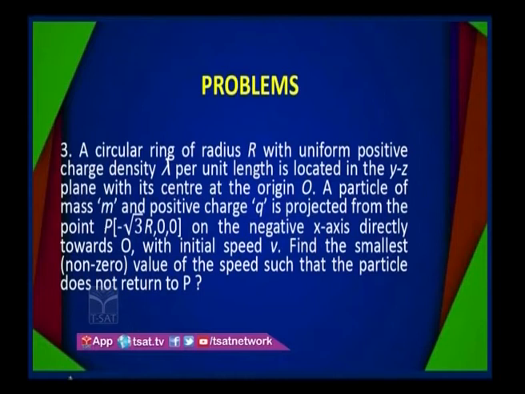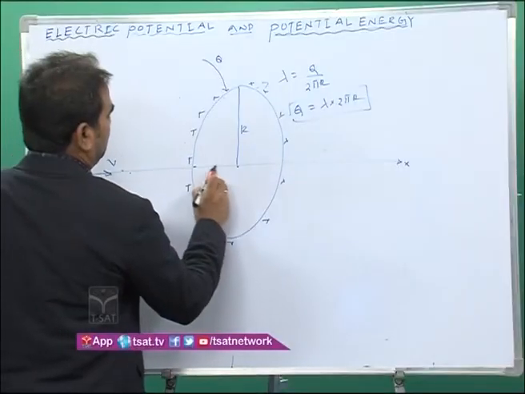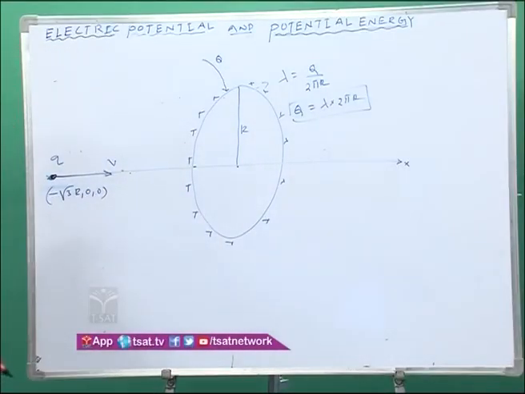That means when it is projected like this, what happens? With a velocity v, it is moving towards the center direction like this, right? In this also we have to use the law of conservation of energy.